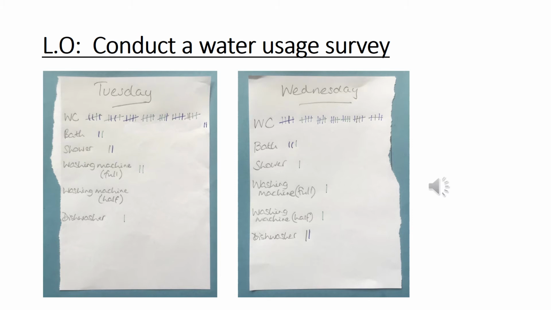You'll notice on Wednesday, in this particular household, the washing machine was used once on a full load and once on a half load, and the dishwasher was used twice on that day. And people made different choices with their baths and showers. So that's what you should have by the end of Wednesday.